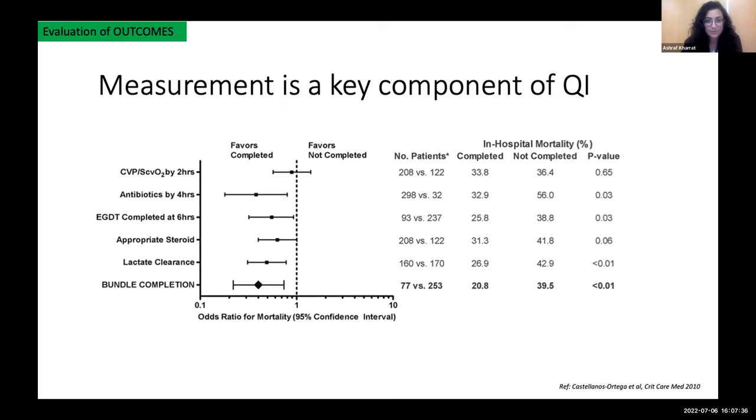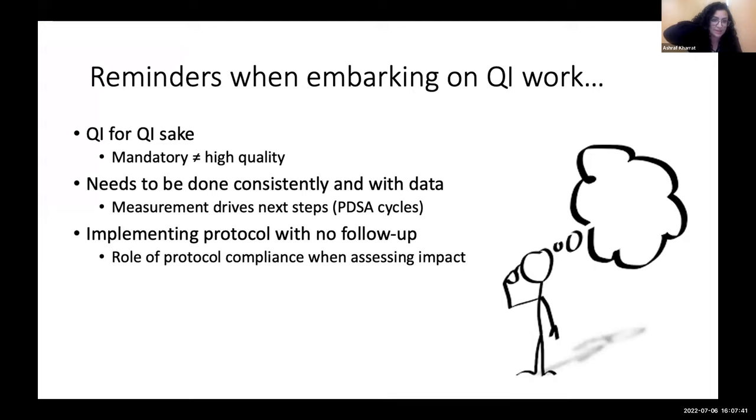So just a couple of quick reminders. A lot of times QI is mandatory, kind of higher-level hospital mandated. Just because it's mandatory doesn't necessarily make it high quality. There are a lot of factors that go into developing a high quality improvement project, from starting way from the beginning, from planning and getting stakeholders involved. A major component of making sure your project comes out successfully is that things need to be done consistently, and they need to be done with data.